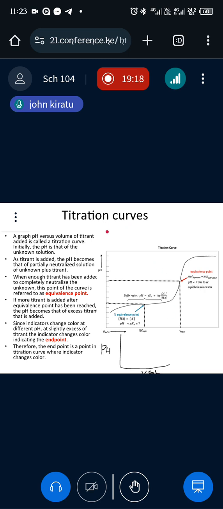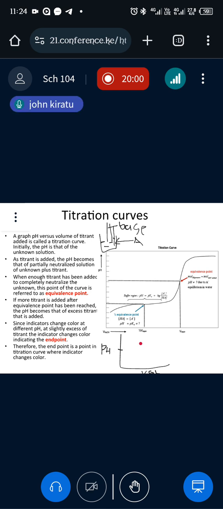So basically, let's say, for instance, we have our burette here, and we have our flask here, and you have our pH. Let's start with whatever is in our burette being a base, and the solution here in the flask being an acid. I'll write A as an acid. So what do you expect? If you insert a pH meter here, do you expect your pH to be below 7 or above 7?